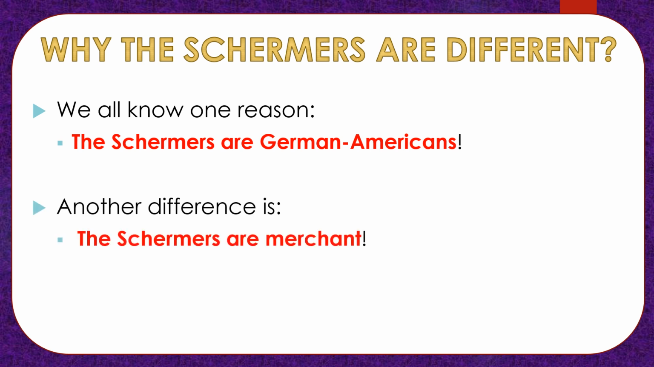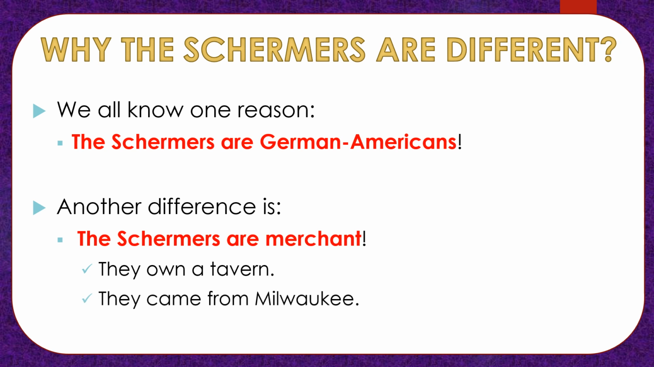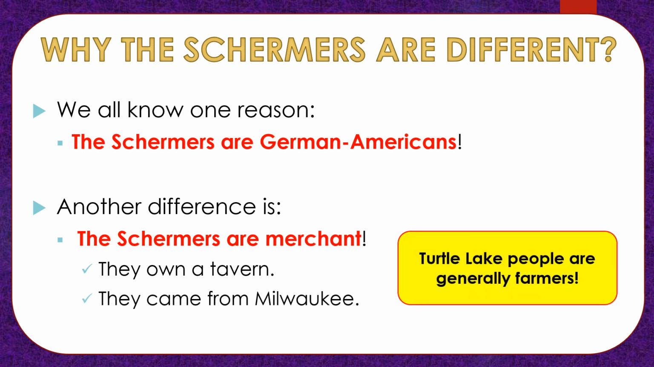Okay, so the difference is because the Schermers are merchants. They own a tavern, they came from Milwaukee, they were not from Turtle Lake. And Turtle Lake people are generally farmers. So these are the things that set the Schermers apart from the Turtle Lake people. And these are the reasons why the Schermers became a target of prejudice and discrimination. So you should understand this. This is the reason why the Schermers were being discriminated.